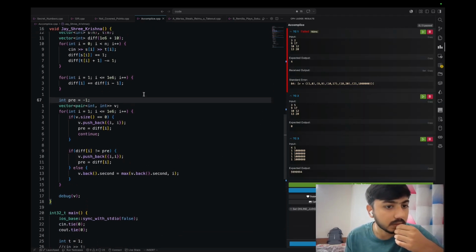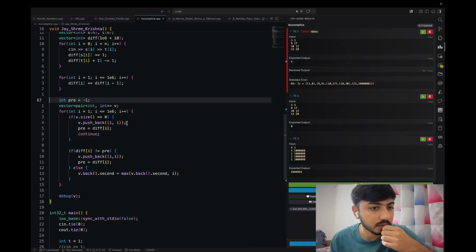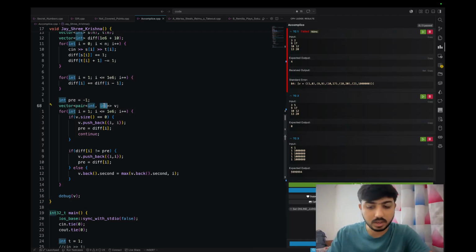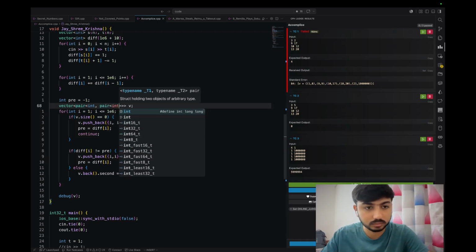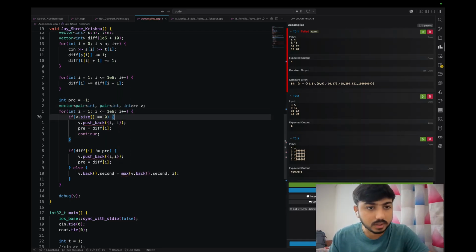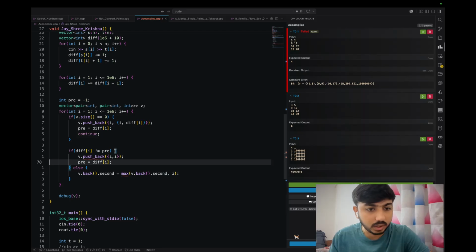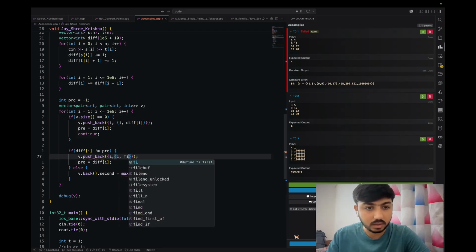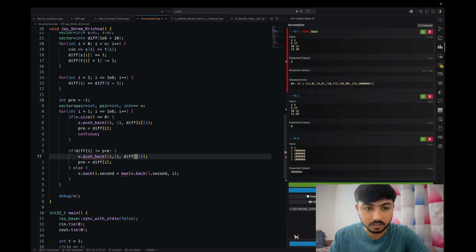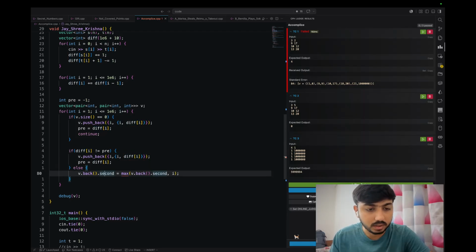Actually, we need this thing. So here it's actually I comma difference of I, and here also it's I comma difference of I, and here I dot second dot first.